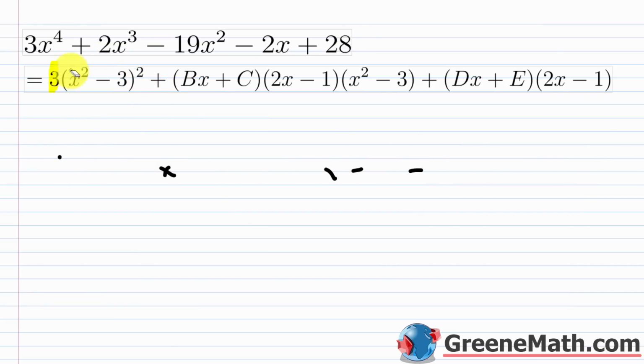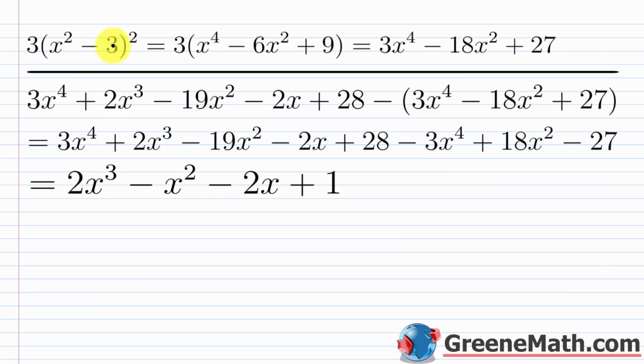I've already done this on the other page. Let me go down here. First, we're going to expand this, and we're going to say it's 3 times the quantity x to the 4th power minus 6x squared plus 9. Then we're going to distribute the 3 in. So this is 3x to the 4th power minus 18x squared plus 27.